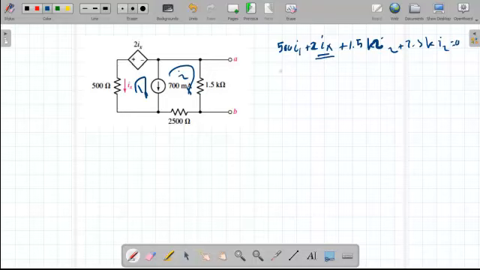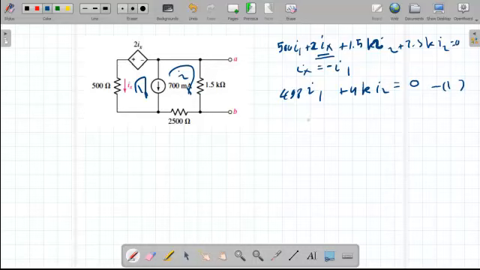Here we have Ix. Yes, you can see that Ix equals minus I1. So we substitute this one. When we substitute, you will find that this becomes 498 I1, and what we have here is I2, so 1.5k plus 1.5k and 2.5k, so they become 4k I2 equals 0. So this is the first equation.